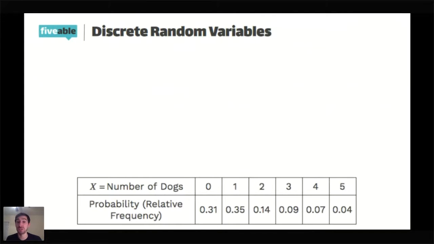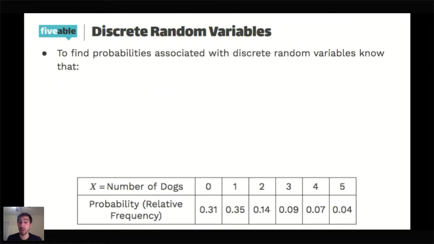Things you're asked to do with discrete random variables. Okay, you might be asked to find probabilities associated with them. Typically, they'll do stuff like the probability that a family has at least 1 dog, or 2 dogs or less, or more than this. And so the combined events in the table have to add up to 1, because they're all the different possibilities of how many dogs you could have.